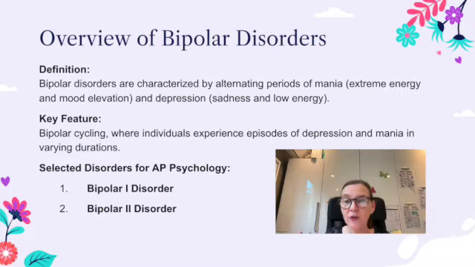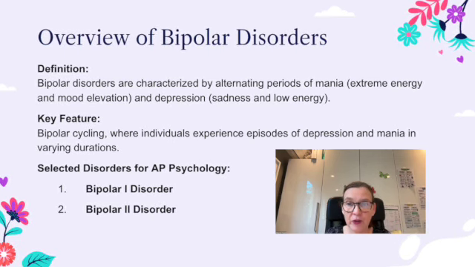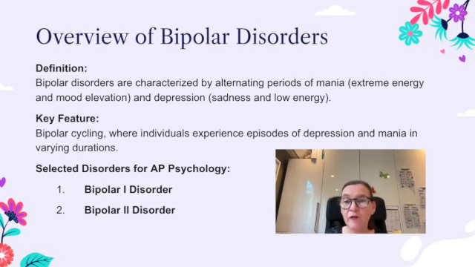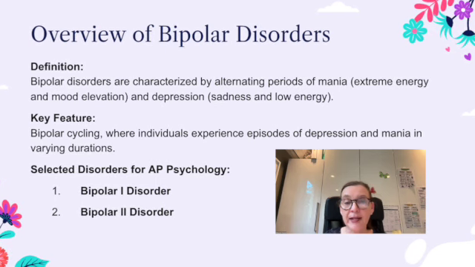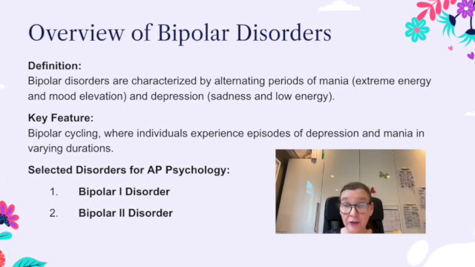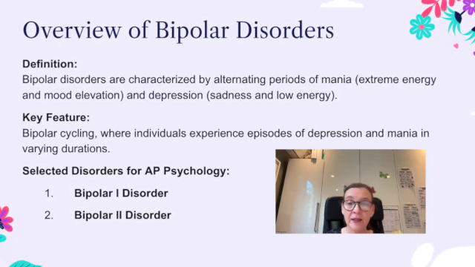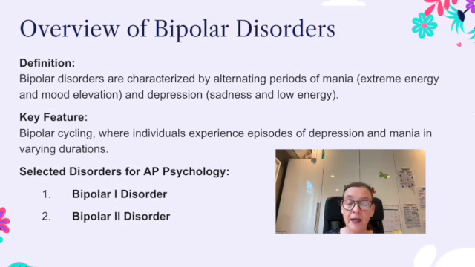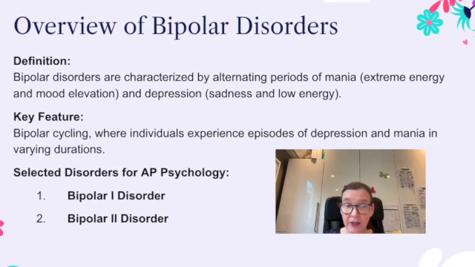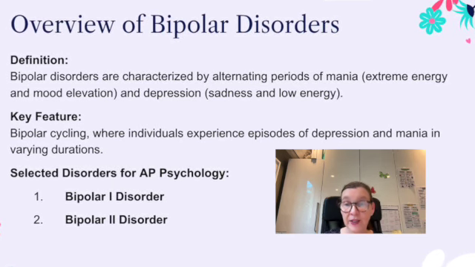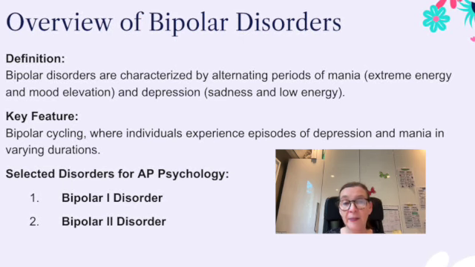I always like to start with a little overview before we get into the essential knowledge that we need to know about whatever disorder we're talking about. So we're going to start with the definition of bipolar disorders. Bipolar disorders are characterized by alternating periods of mania, extreme energy and mood elevation, and depression, sadness, and low energy. The key features are bipolar cycling, where individuals experience episodes of depression and mania in varying durations. We're going to look at two particular bipolar disorders in AP Psychology: first, bipolar 1 disorder and bipolar 2 disorder.